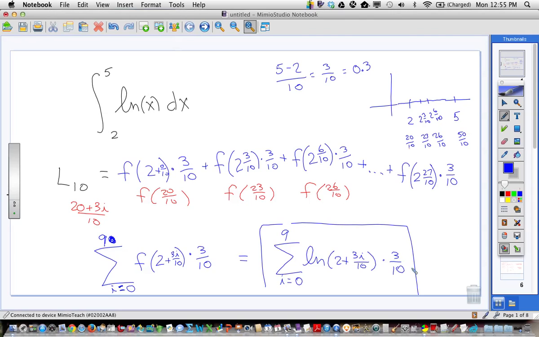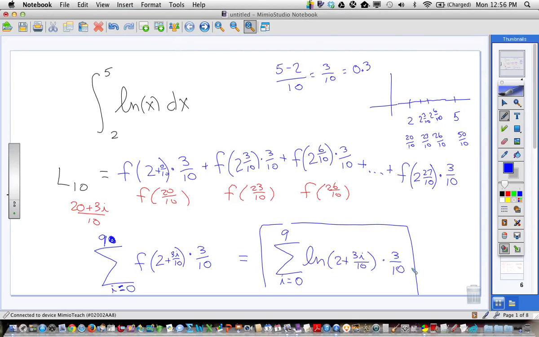But here's what I'll see. I guarantee I'll still see this from somebody in the quiz. When they write their integral, they'll have a 3/10 out in front. Or their integral will go from 0 to 9 here. Or instead of ln x, they'll have ln of 2 plus 3x over 10. They'll have this stuff in there. No. All the messy stuff is in the sigma, not in the integral.